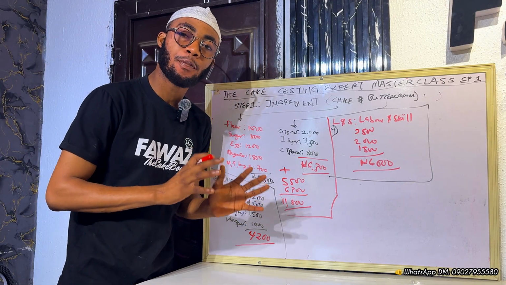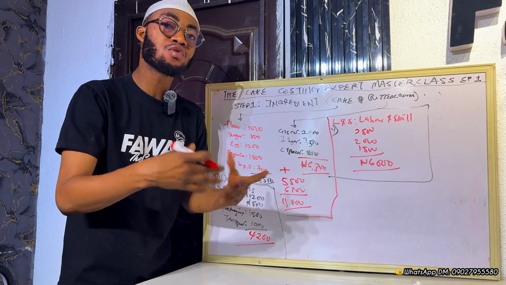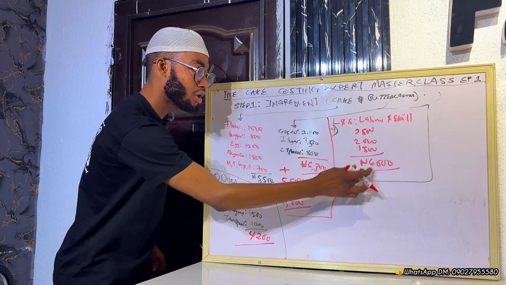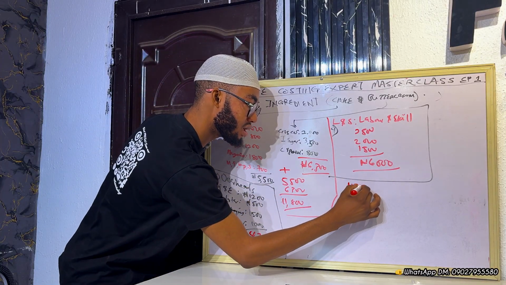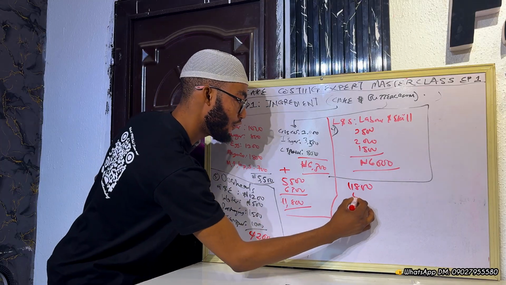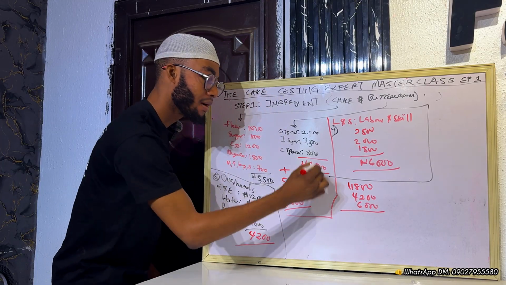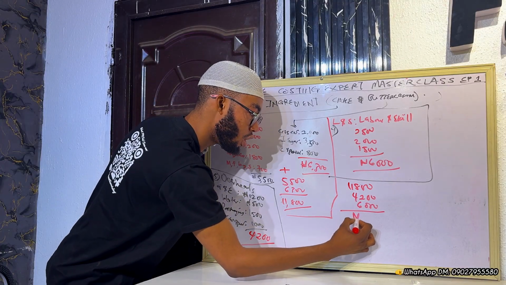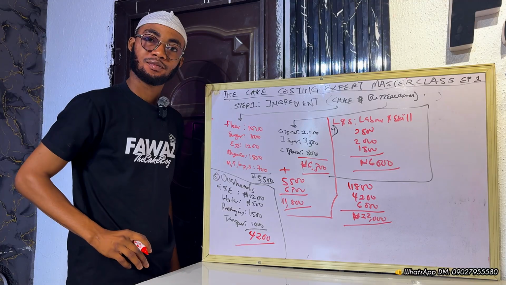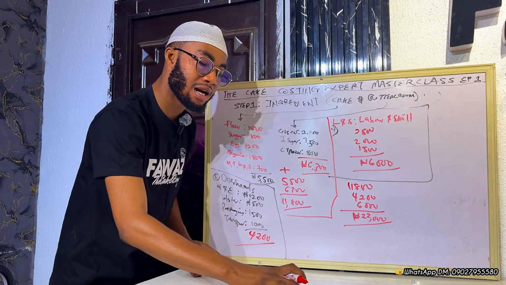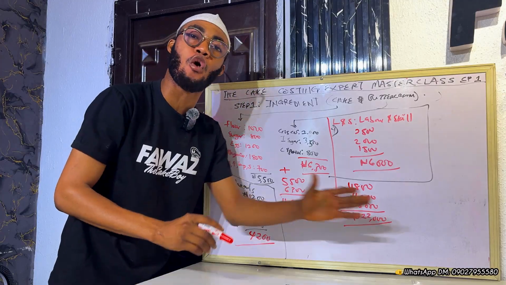Now, contrary to popular opinion, I like to calculate my base costing. What do I mean by base costing? I'm talking about adding up all of these variables. We have 11,800, we have 4,200, and we have 6,000 naira. By this, we have a sum total of 22,000 naira. With this 22,000 naira, this is the total cost that your cake must sell for.